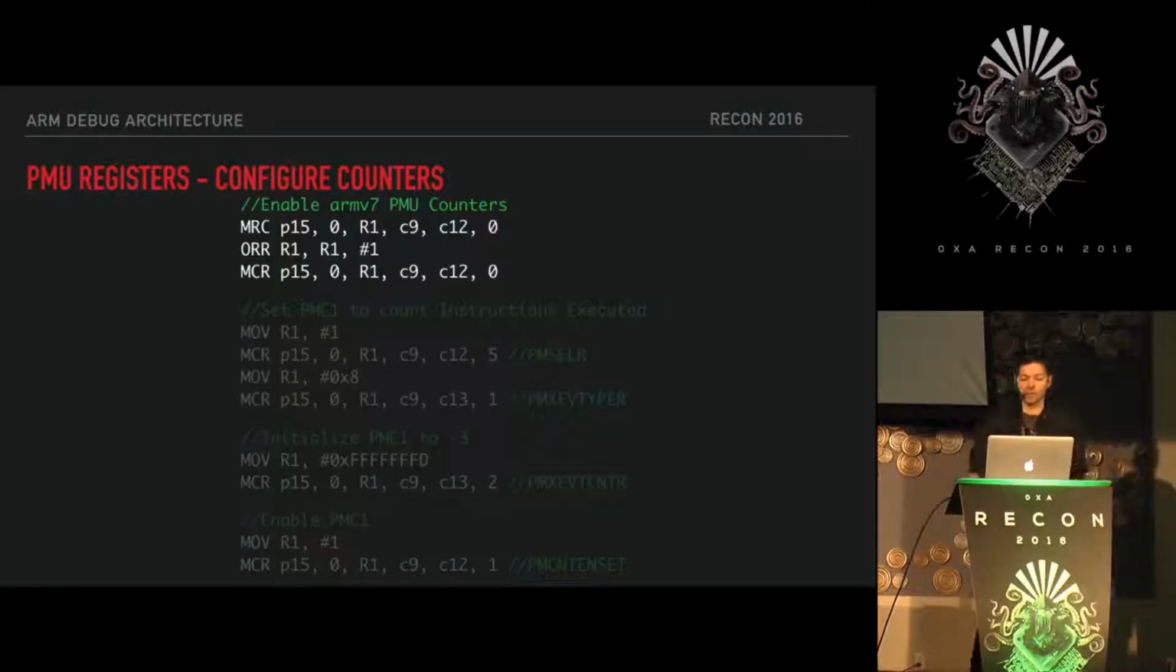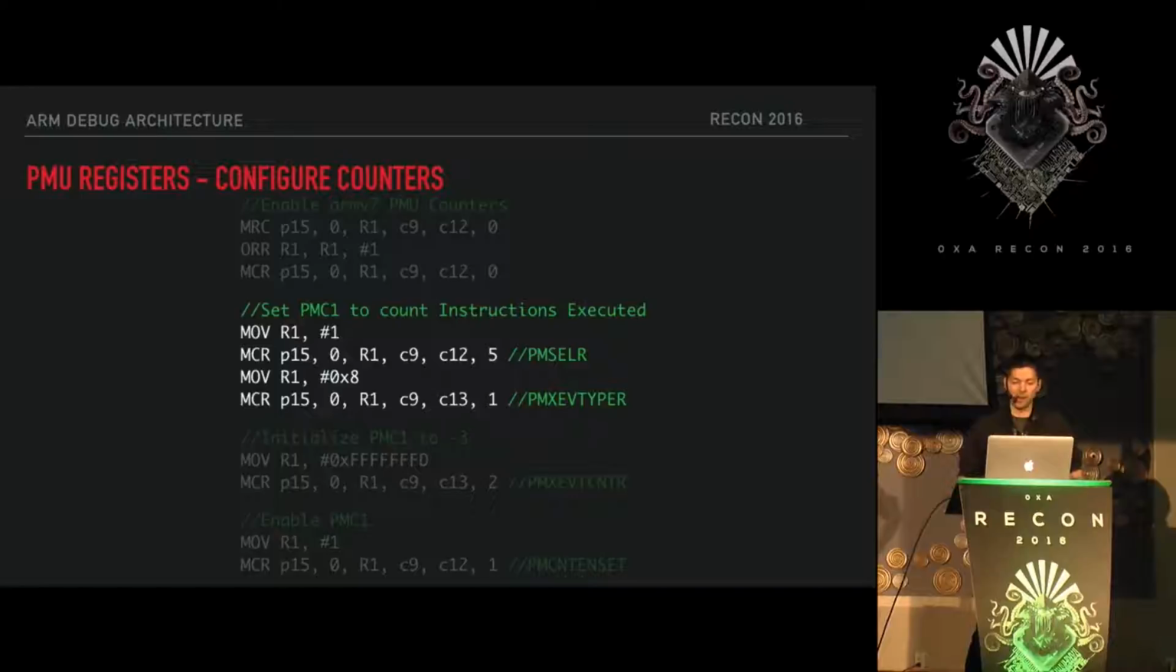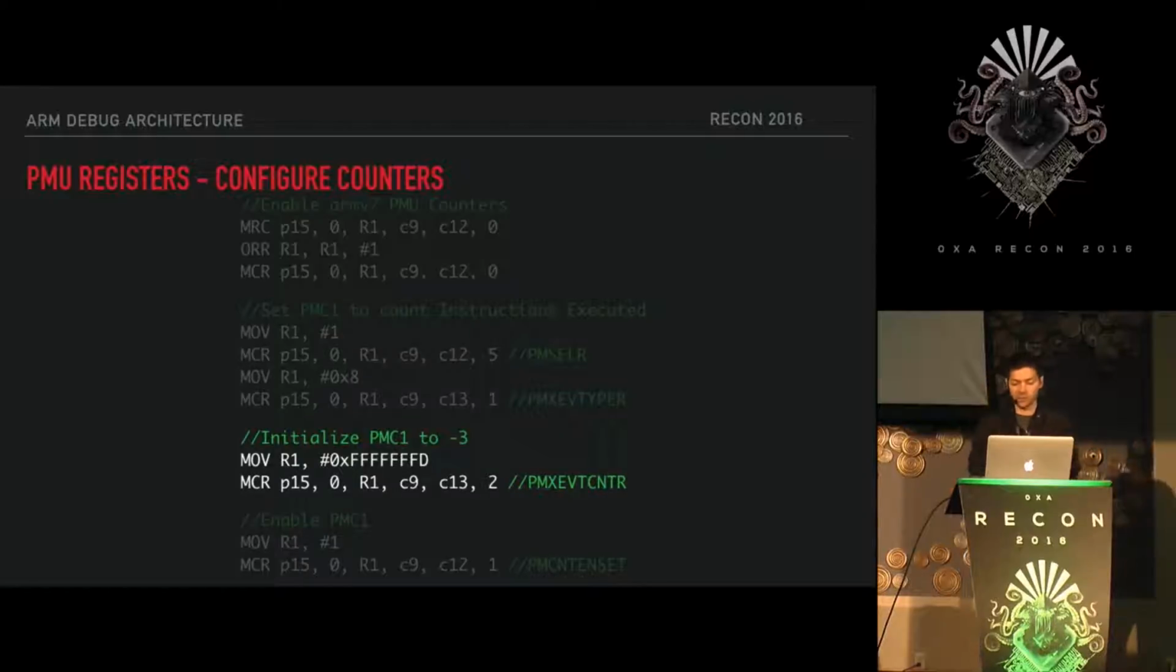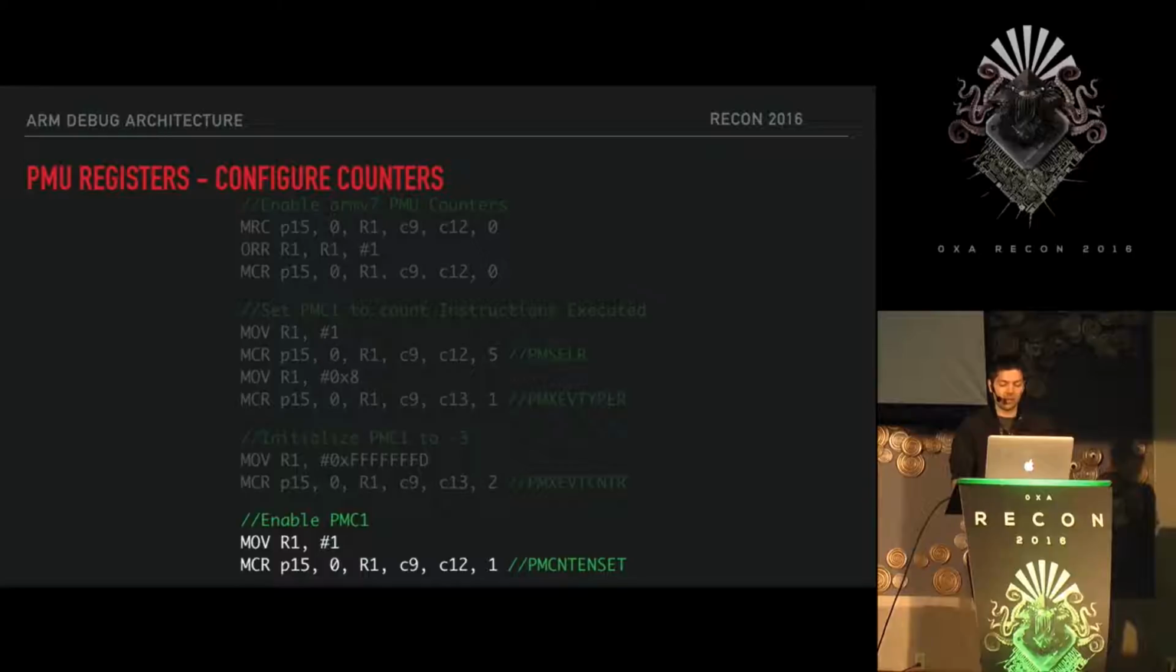So as far as configuring counters, first, this turns on the PMU, so we're setting the least significant bit of the control register. Next, we're selecting counter 1, and then we're writing an 8 to the event type, which is instructions executed. So we're configuring the counter to count instructions. Next, we initialize the counter to -3, since maybe we want to sample every 3 events. And then finally, we enable counter 1 by writing to the counter enable bit.